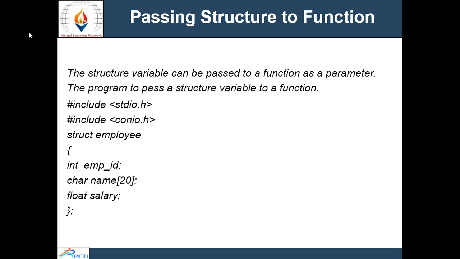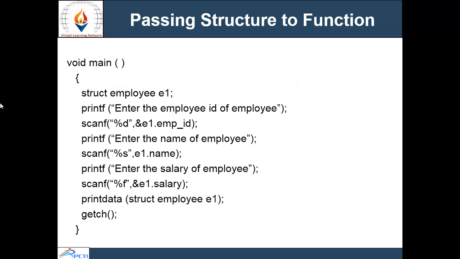For passing a structure to a function, we need to make a structure, and then we can make the functions to pass the whole structure of employee, person and so on to a function. For example, here I have written the program: hash include stdio.h, conio.h, struct employee, that is the structure. I have mentioned emp id, name and salary, and then void main.